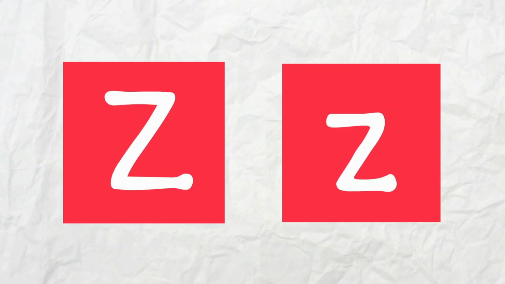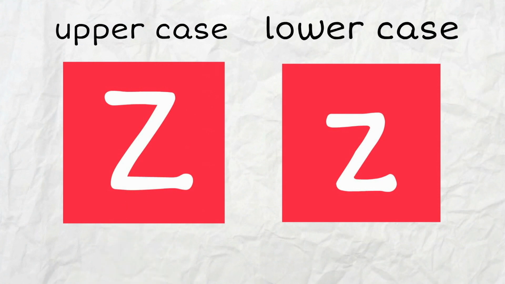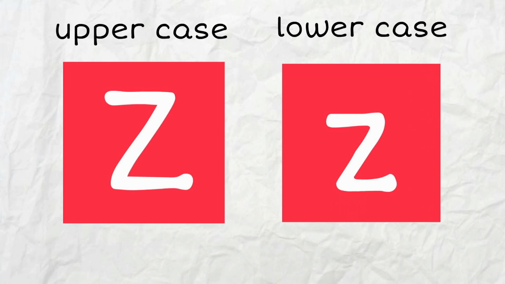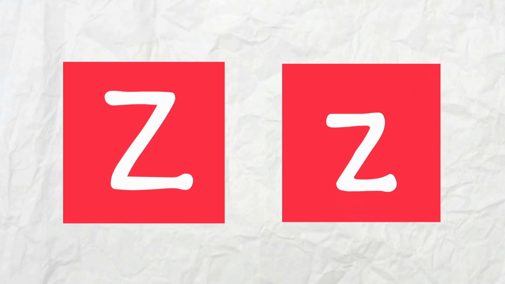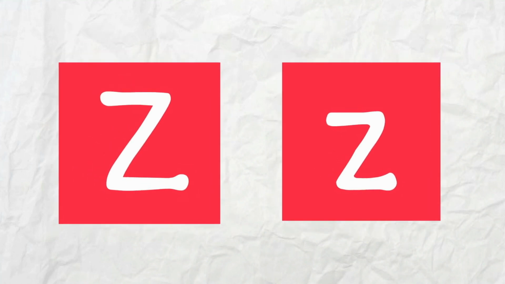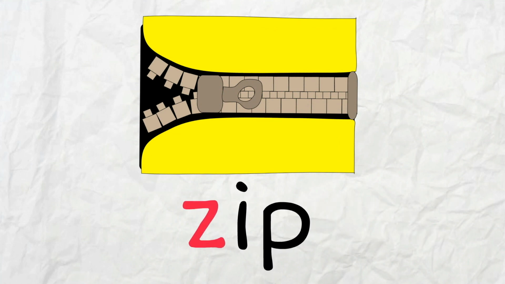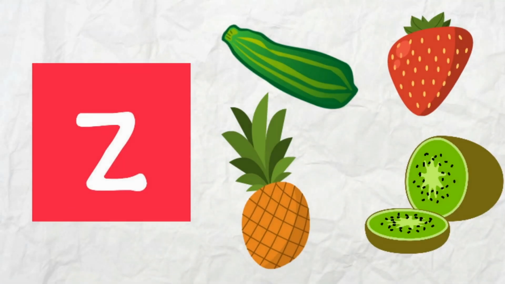This is the letter Z. Uppercase Z and lowercase z. Z sounds like Z. Zip begins with Z. Z. Zip. Can you see something that begins with Z?